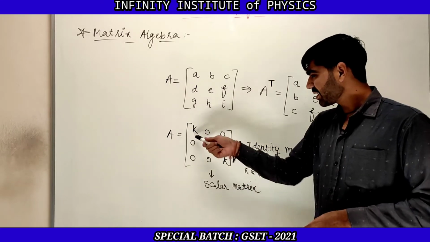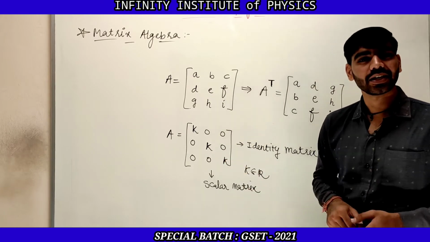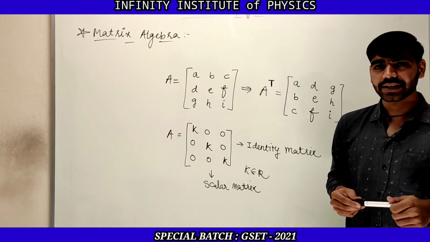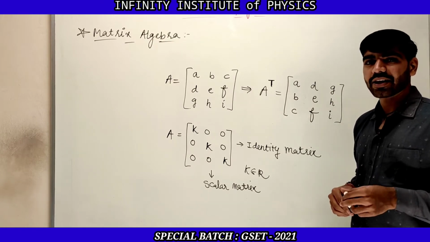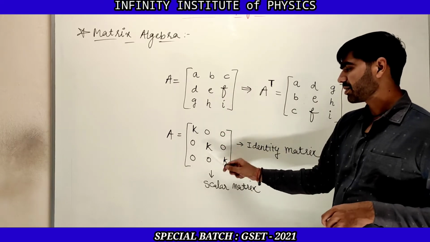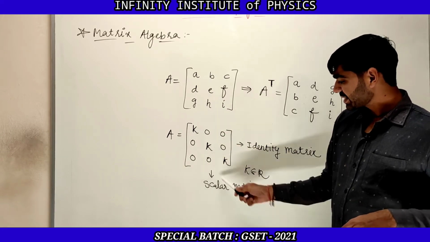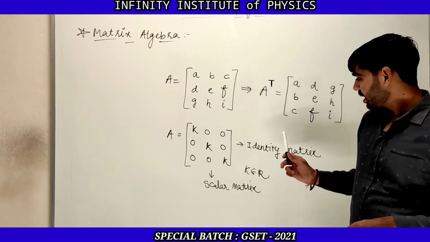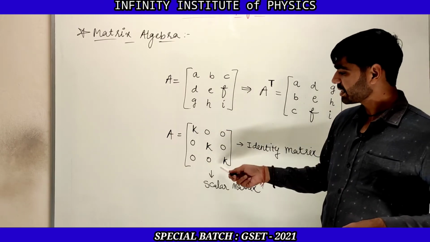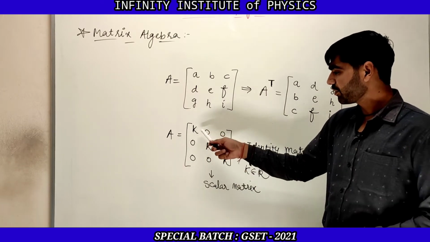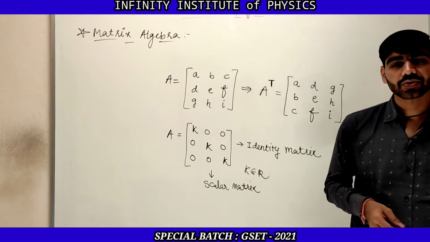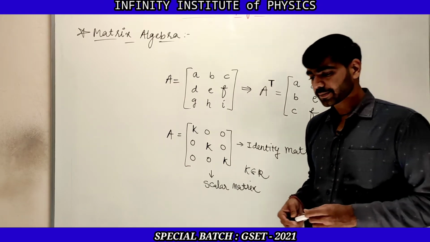And suppose these entries are not the same and are distinct, then it is said to be diagonal, because we have already defined what a diagonal matrix is. A matrix is diagonal if all the entries other than the principal diagonal are 0. So this scalar matrix is also diagonal, the identity matrix is also a diagonal matrix, and if in a scalar matrix you take all the principal entries different, then it is also a diagonal matrix. Clear?